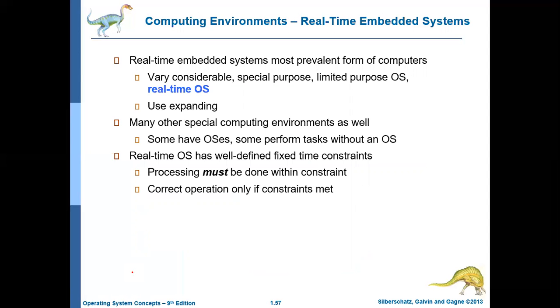Then we have the computing environment with real-time embedded systems. Nowadays you can see most devices come with a processor. For example, if you purchase a smart TV, it will have a processor. If you purchase a microwave oven, it will have a processor. If you purchase a washing machine, it will have a processor. But all these processors are called special purpose processors or embedded processors.